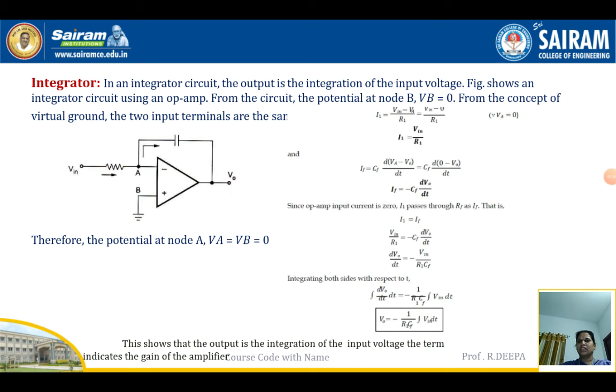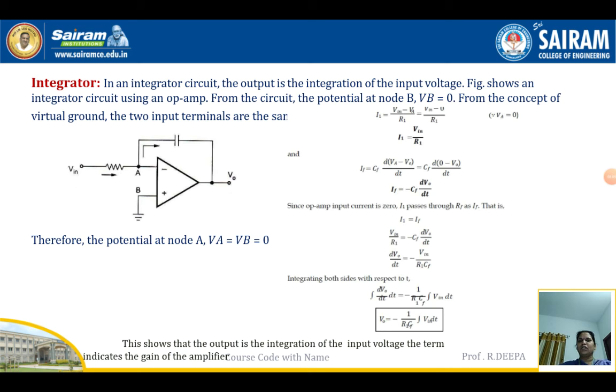The circuit diagram is constructed such that the input voltage Vin is applied at the inverting input terminal of the op amp through the resistance R1, and the non-inverting input terminal is grounded. A capacitor, named CF, is connected between the inverting input terminal and the output terminal V0. So this is the construction of the integrator circuit. Let us see whether the output voltage is the integral of the input voltage or not.